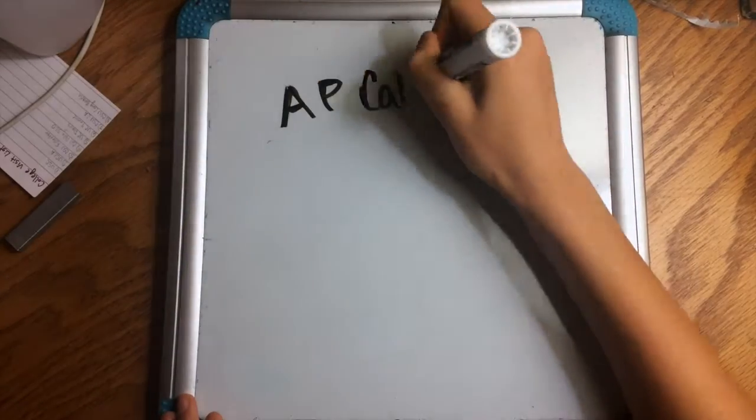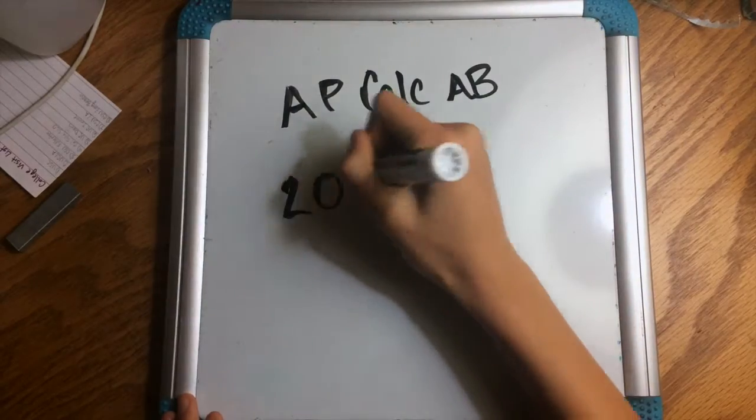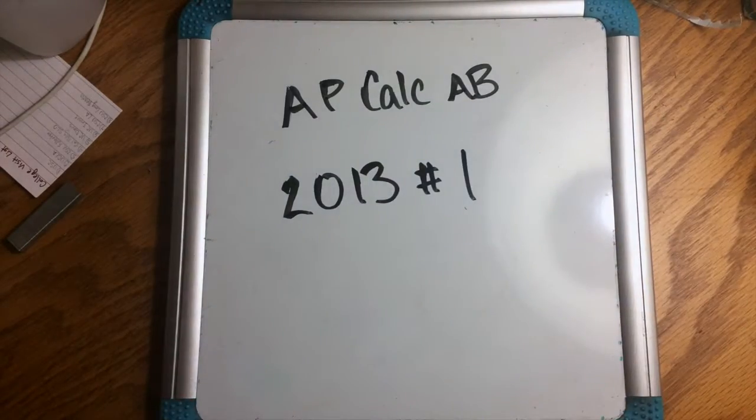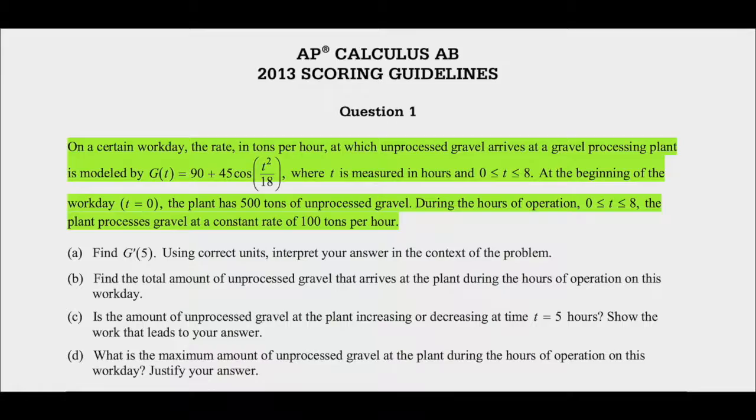AP Calculus AB 2013 FRQ number 1. It says, on a certain workday, the rate in tons per hour at which unprocessed gravel arrives at a gravel processing plant is modeled by G of t equals 90 plus 45 cosine of t squared over 18, where t is measured in hours and 0 is less than t is less than 8.